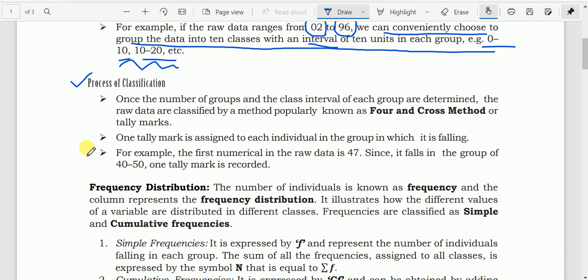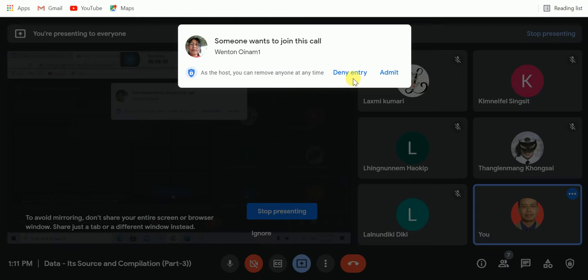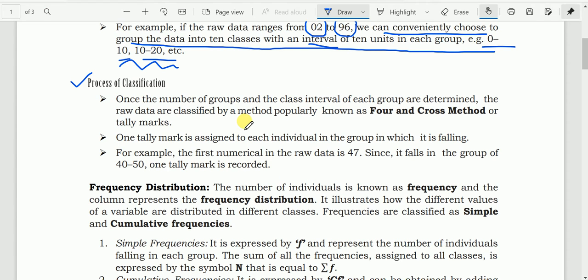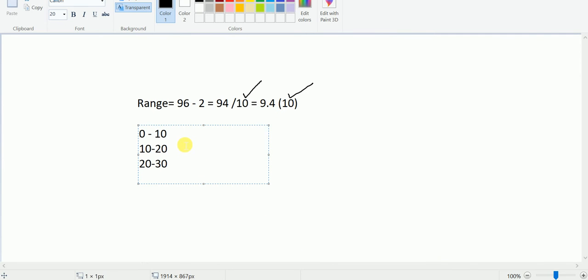Process of classification. Once the number of groups and the class interval of each group are determined, the raw data are classified by a method popularly known as the four and the cross method, or tally marks. So in this case we have chosen the classes, and once the classes are made, then what to do?